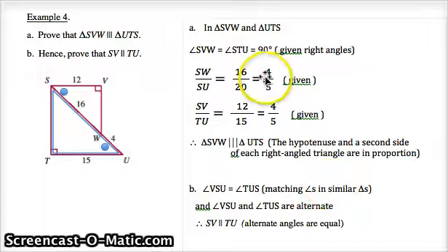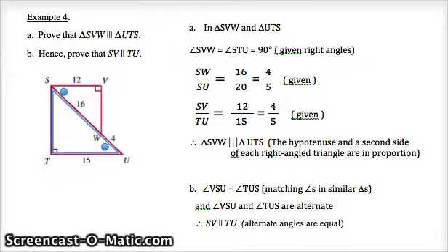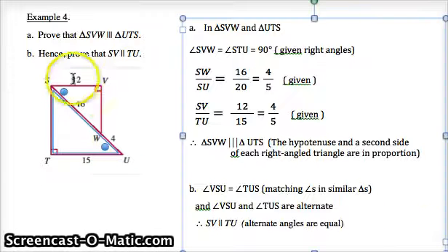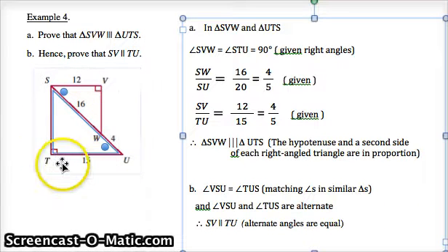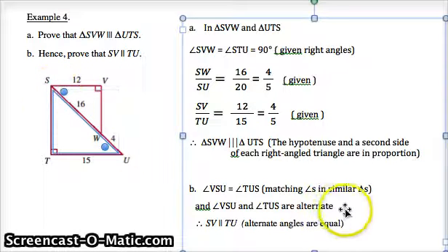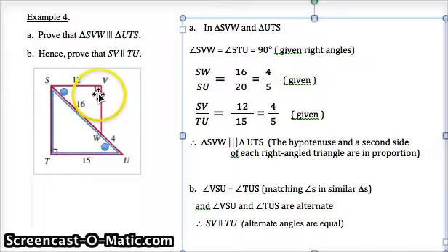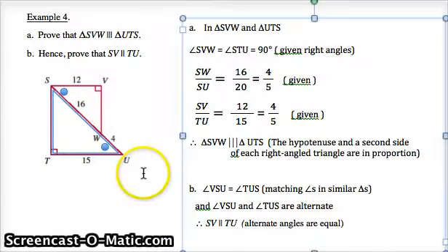Now we can only say that because we've just proven that the two triangles are similar. We can also talk about the positions of angle VSU and angle TUS. We know that angle VSU and angle TUS happen to be alternate to each other. So we can write that there, that angle VSU and angle TUS are alternate. Therefore, we can say that SV is parallel to TU because those alternate angles are equal. And that's the end of that example.